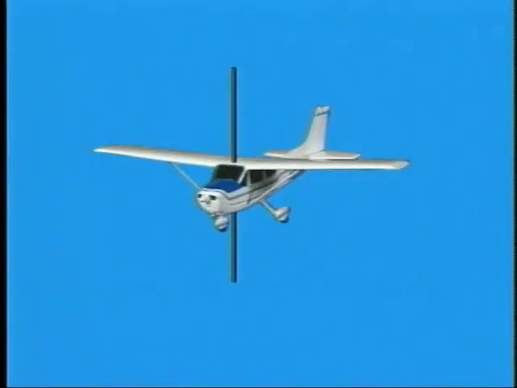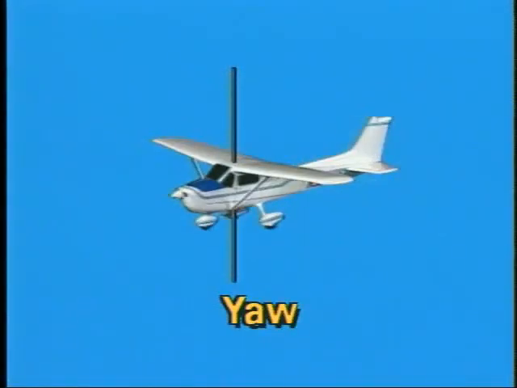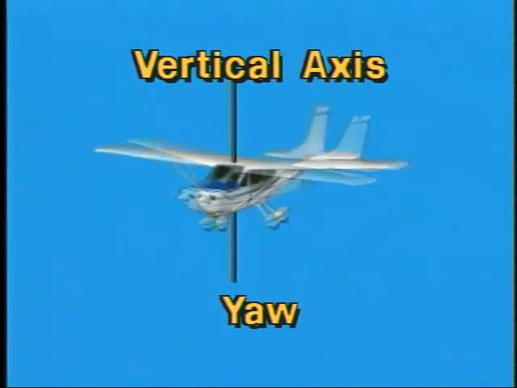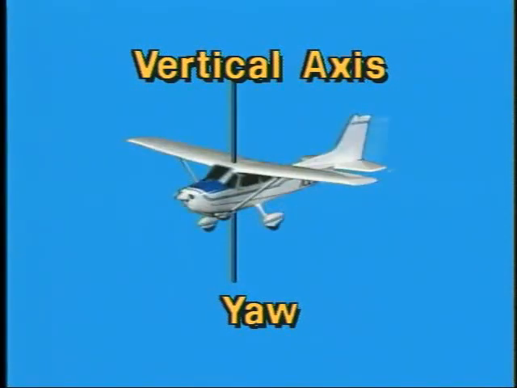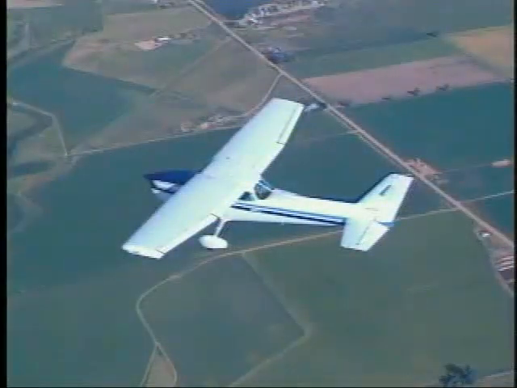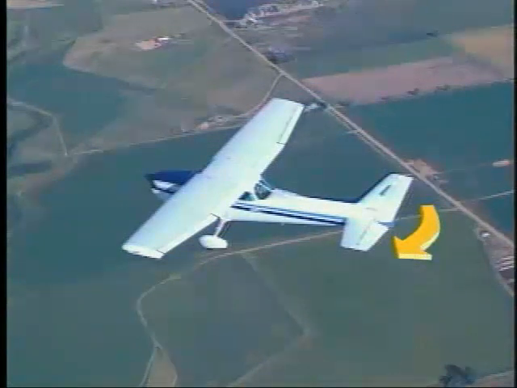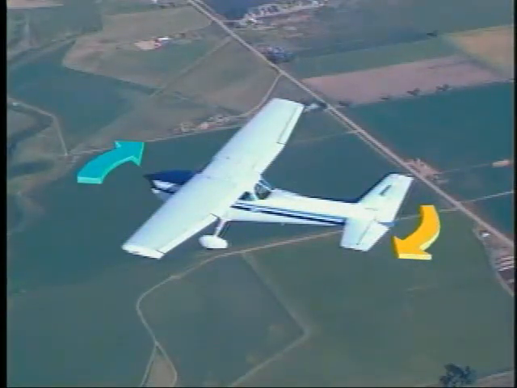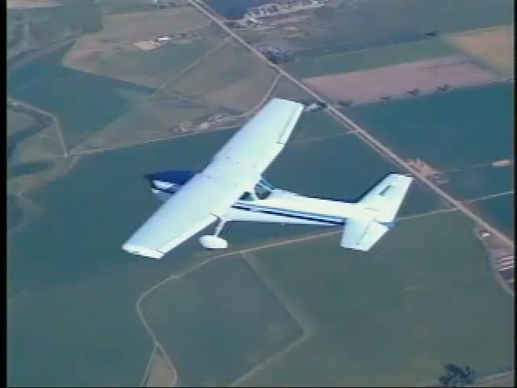The swinging movement of the nose to the left and right is called yaw and occurs about the vertical axis. This rotation is controlled by the rudder. When you step on the right rudder pedal, for instance, the rudder deflects to the right, which creates an aerodynamic force to the left. This causes the nose of the airplane to yaw to the right. Keep in mind that the rudder is not used to turn an airplane in flight. Its primary function is to align the fuselage with the direction of flight.